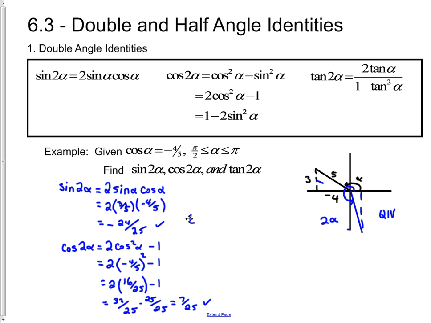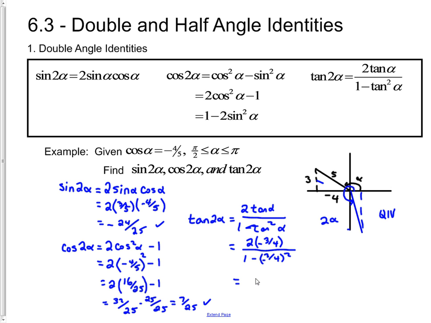So now let's take a look at the tangent of 2 alpha. We should end up with a negative value if we've done everything else right. So let's go ahead and substitute in 2 times the tangent of alpha divided by 1 minus the square of the tangent of alpha. So making the proper substitutions in the proper places, we should be taking 2 times negative 3/4, and we should be dividing that by 1 minus the square of 3/4. Sorry, negative 3/4 quantity squared to be accurate.